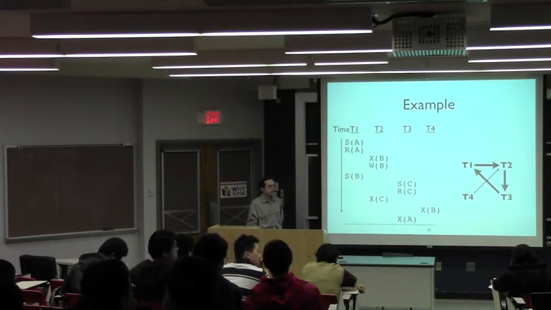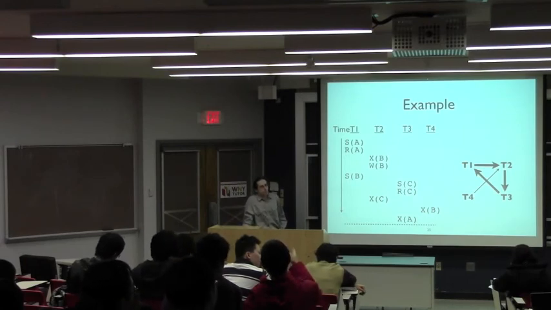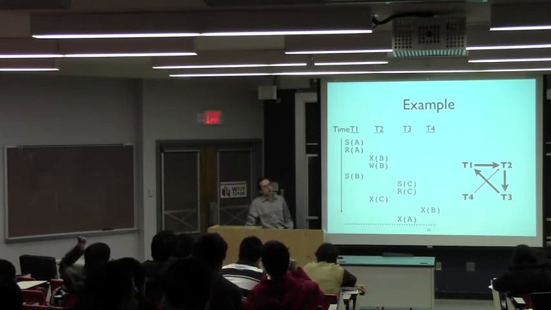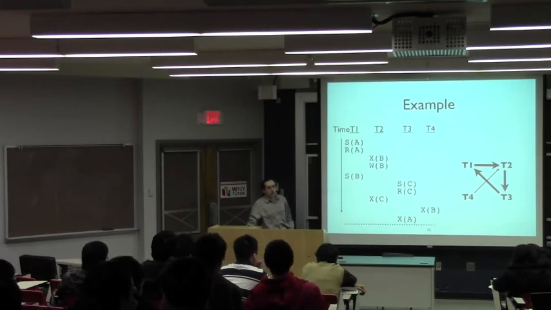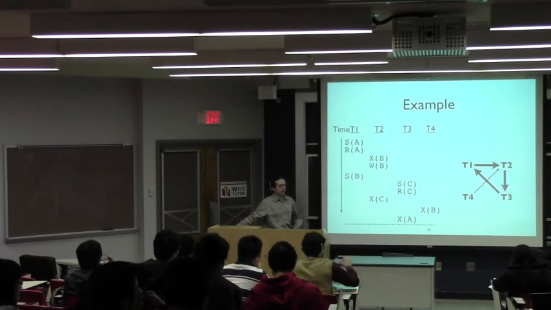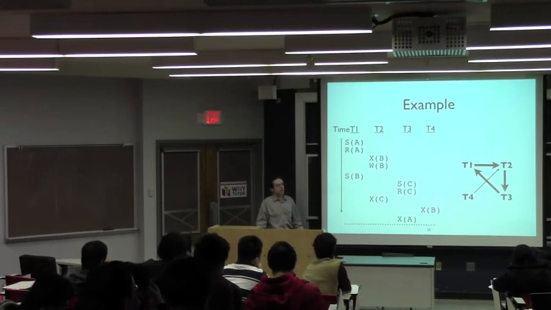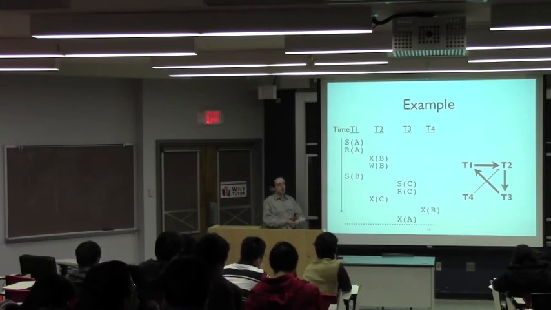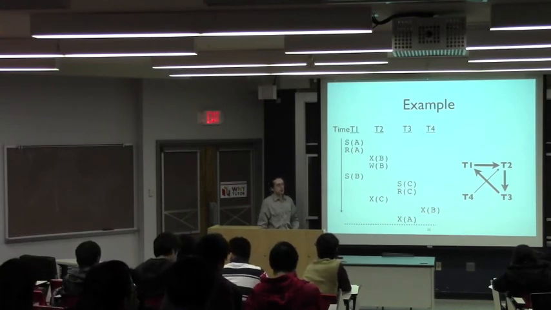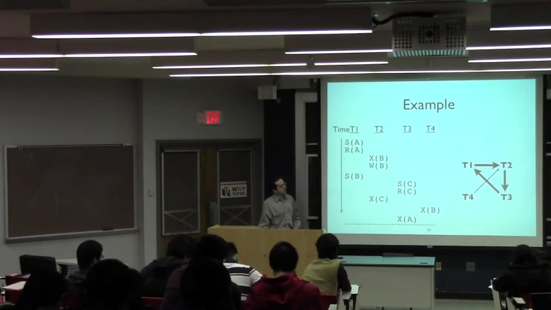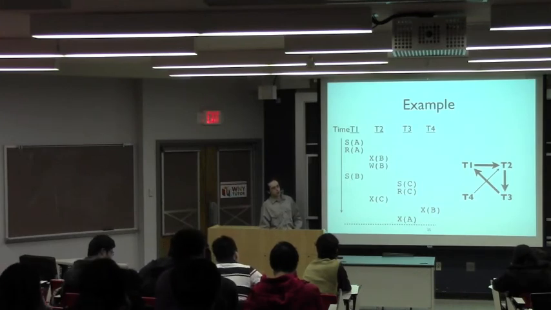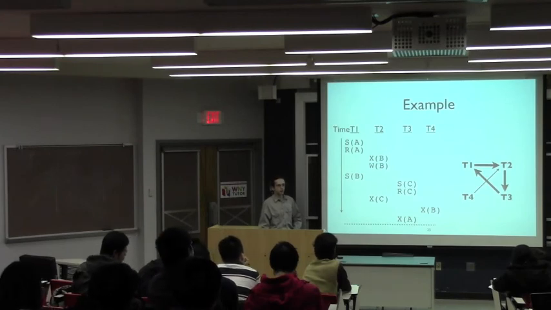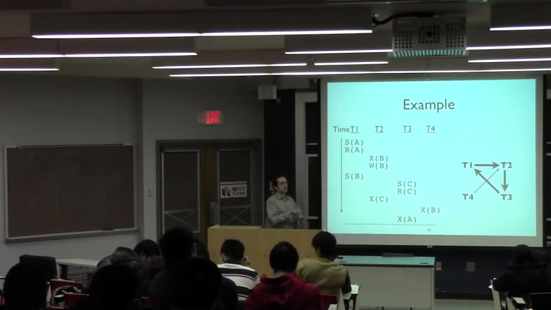Yes. If a transaction has a shared lock on one object, can another transaction obtain a shared lock on the same object? Yes. That is basically the definition of a shared lock. A shared lock is a lock that multiple entities can be accessing at the same time. Any number of transactions can have a shared lock on the same object. Only one transaction can have an exclusive lock. And you can't have both an exclusive lock and a shared lock at the same time.